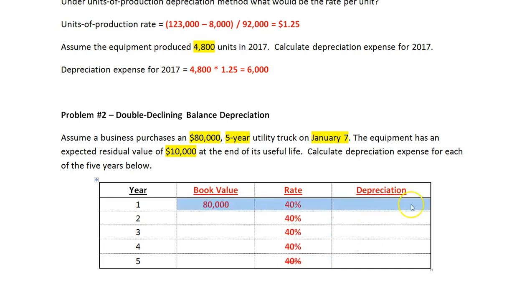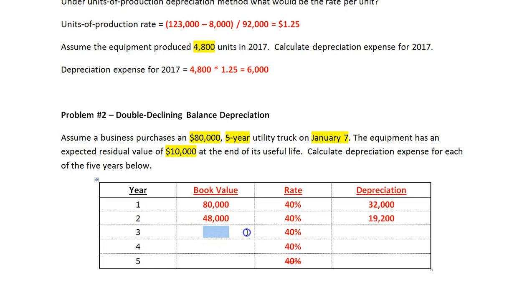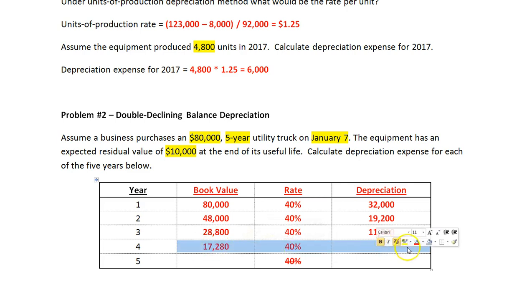Depreciation, now we just multiply across. Once we multiply across, we're going to take the prior balance minus the 32,000 and get the new book value. And then we're going to multiply across. We're going to take the prior book value minus the new depreciation. We're going to multiply across. Alright. This last one, let's see where it's at.